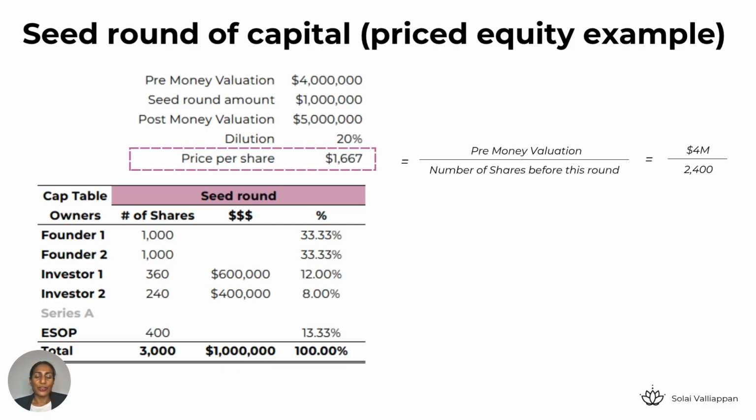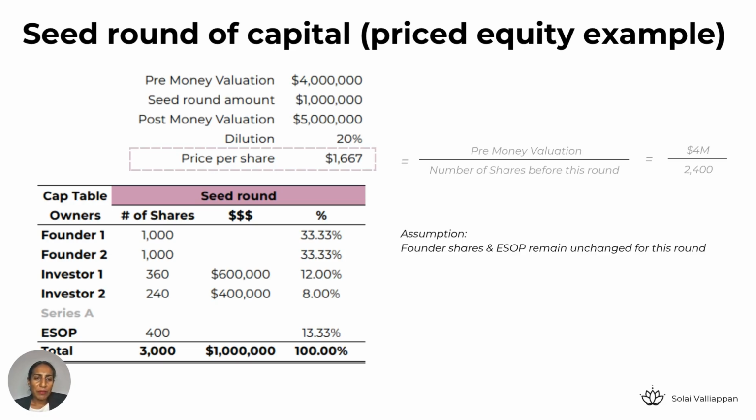What is new though, and that I didn't go through in the previous video, is how to calculate price per share. This is calculated as the pre-money valuation divided by the number of shares before this capital round. So in this example, it's $4 million, because that's the pre-money valuation, divided by 2,400. That is the founders' shares, the 1,000 each, and then the 400. So this is the number of shares the company had in existence before this seed round of capital.